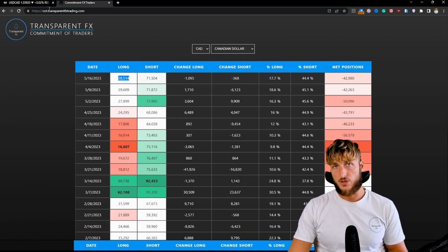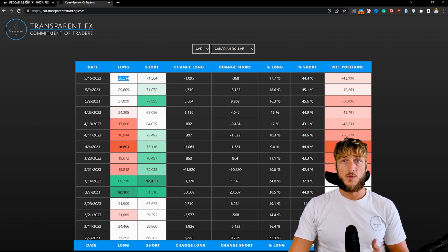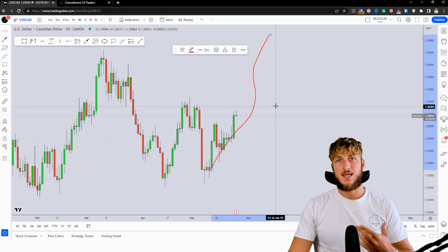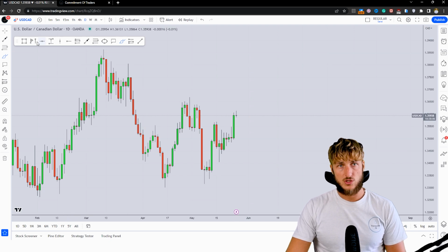Therefore, since we are looking at USDCAD, we simply have to reverse this, because a weakening CAD means a strengthening USDCAD. So at the moment, institutions are positioning to the bullish side of USDCAD, expecting more bullish continuation.